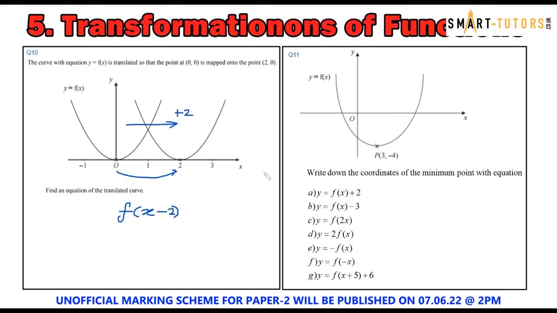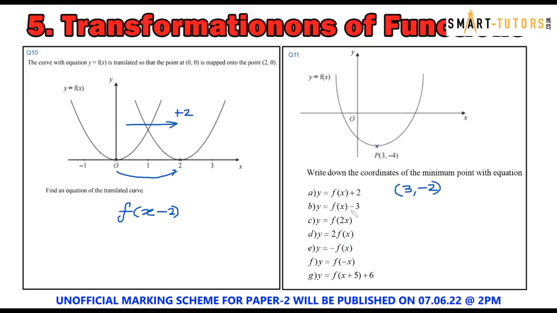Second question, which is question number 11. The f(x) function is given. The minimum point P is (3, -4). Write down the minimum points for the following functions. First one, y equals f(x) plus 2. f(x) plus 2 means the entire graph is moving upwards by 2 units. So the y coordinate increases by 2 units. The x coordinate is not going to be changed. So 3, -4 plus 2 is going to be -2. That is the first answer.